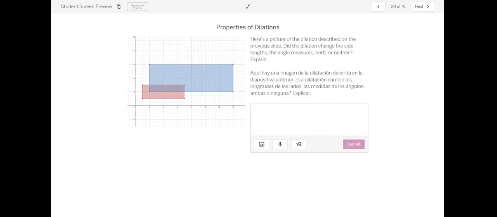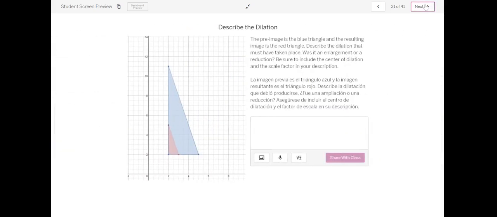Here's a picture of the dilation described on the previous slide. Did the dilation change the side lengths, the angle measures, both or neither? Oh, this is out of order, I gotta fix that. So something to notice here are the angles stayed the same and the side lengths did change. It looks like the side lengths doubled, but the angles are still rectangular, which means 90 degrees.